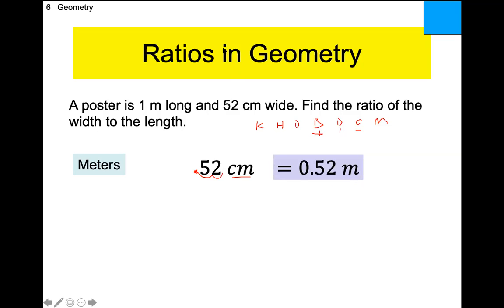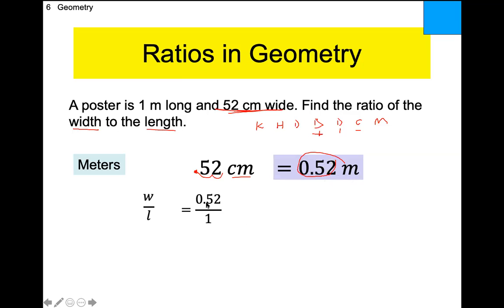Let's see, what is our ratio? We want to go width to length. So the width originally was 52 centimeters. We've now found that it's 0.52 meters. So that would be 0.52 over 1, because there's 1 meter, and that looks like the weirdest fraction I've ever seen. Which then you would have to change if you would have done centimeters. So it's just giving you more work.